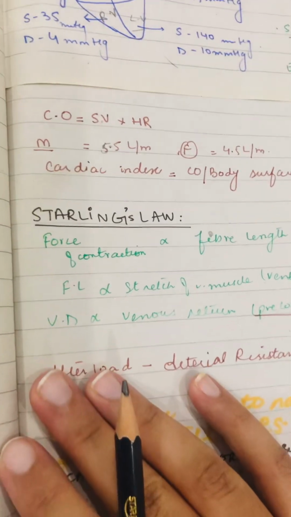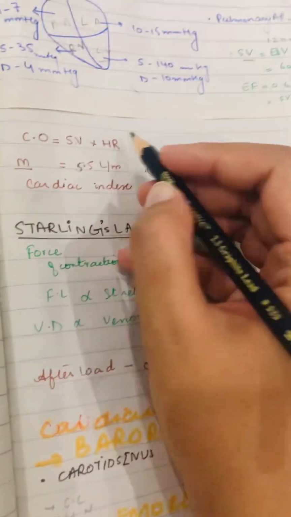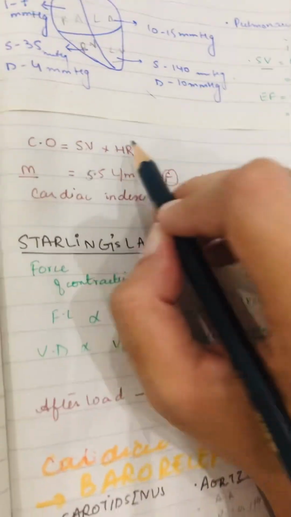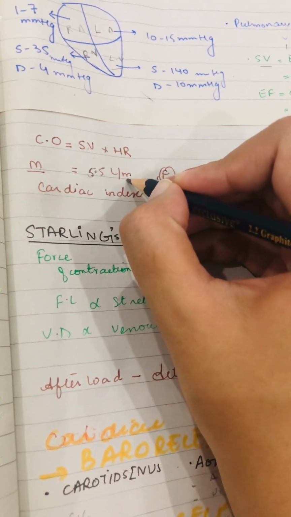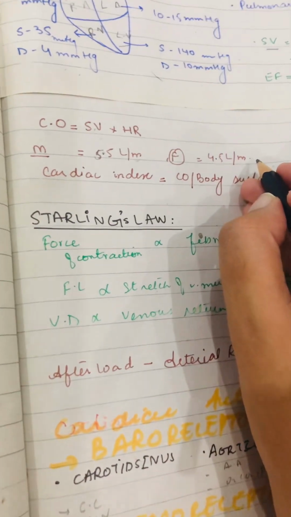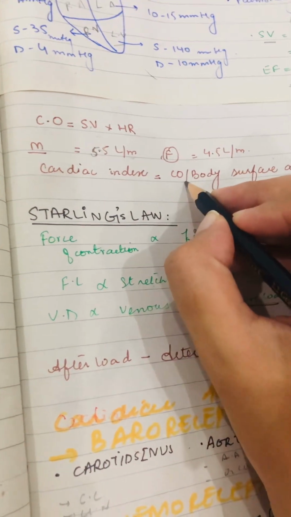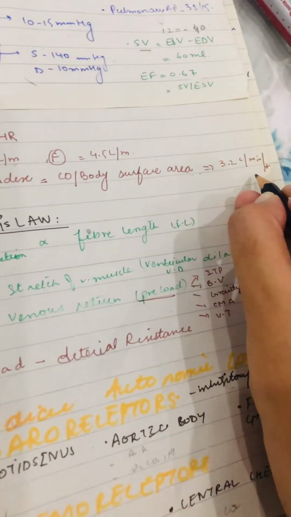So now we come to the cardiac output. Cardiac output formula is stroke volume that we just calculated into the heart rate. In males it is 5.5 liter per minute, and in females it is 4.5 liter per minute. What is the cardiac index? It is the cardiac output over the body surface area, and it is 3.2 liter per minute per meter square.